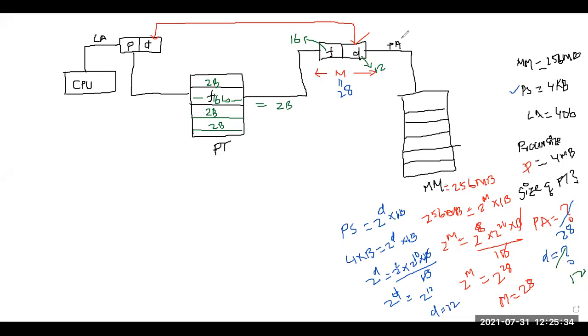Yes, sir. Clear? So why are we taking 2 bytes? 2 byte क्यों ले रहे हैं? क्योंकि ये जो है फ्रेम का एड्रेस को स्टोर कर रहा है और फ्रेम का एड्रेस के लिए कितना बिट चाहिए? 16 बिट. It's almost equal to 2 bytes.